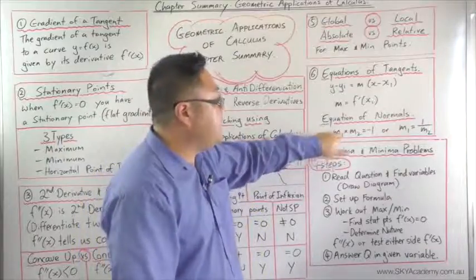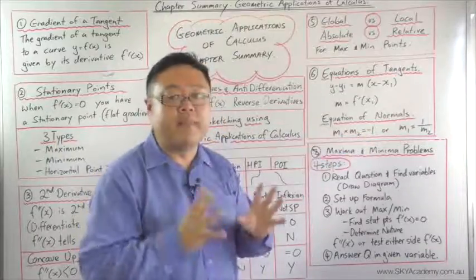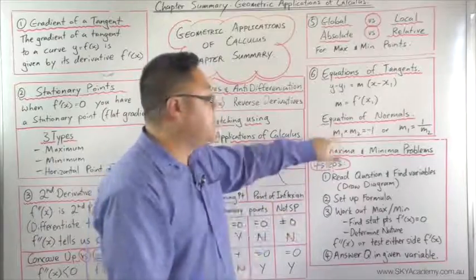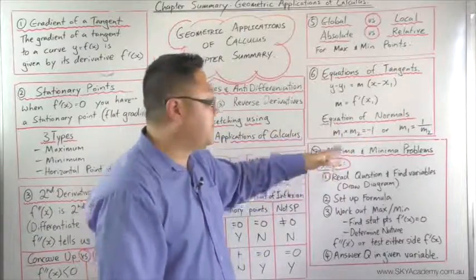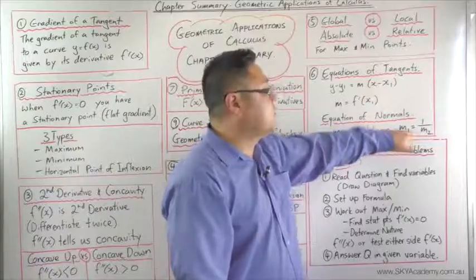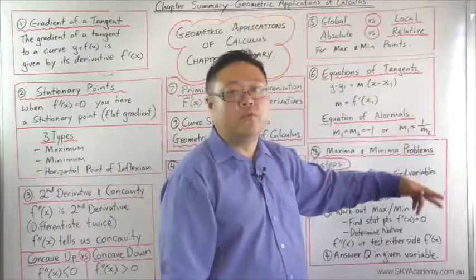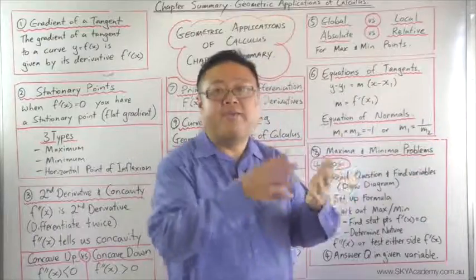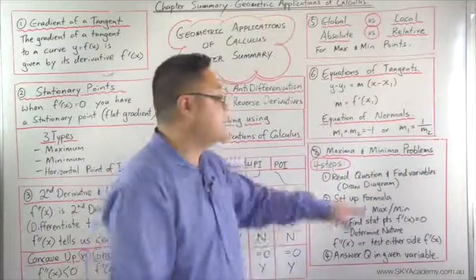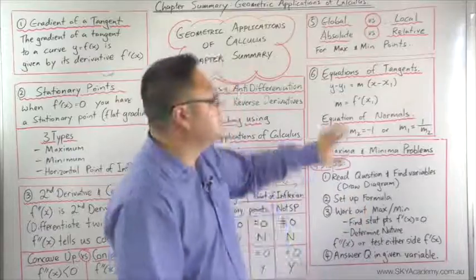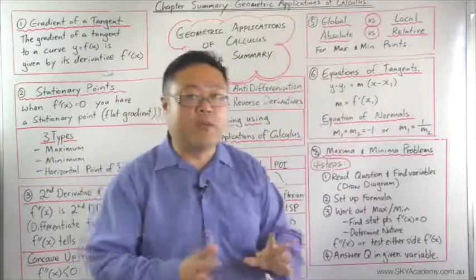So in other words, m1 times m2 equals minus 1. That's the rule for perpendicular lines, yeah, or perpendicular gradients. In other words, the gradient of the normal will be 1 on m2, right? So minus 1 on f dash of x1, yeah, which is basically what I'm trying to say. So we've worked out the equation of the tangent and the equation of the normal.